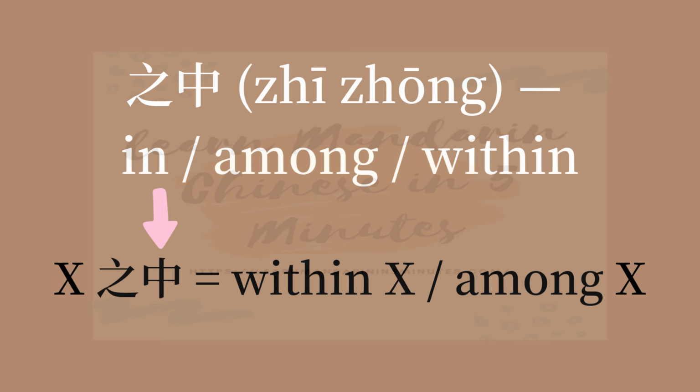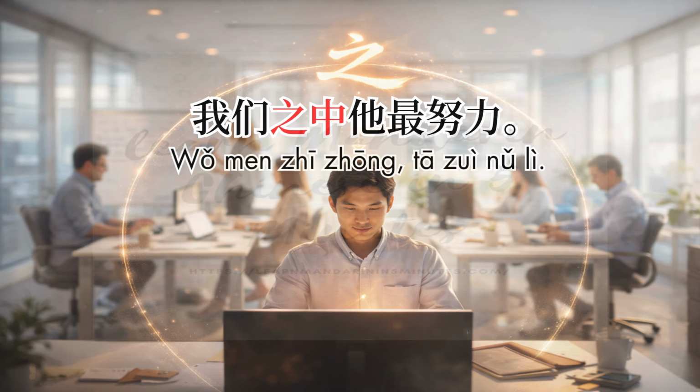中 means middle or inside. So 之 links 中, and it becomes the inside of X. So 之 is a scope anchor. It tells you which inside we are talking about. 我们之中他最努力. Among us, he is the most hardworking.